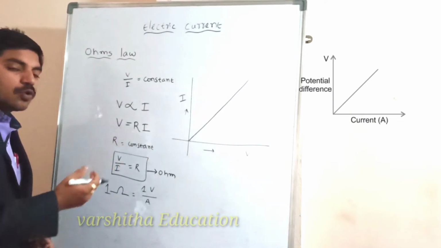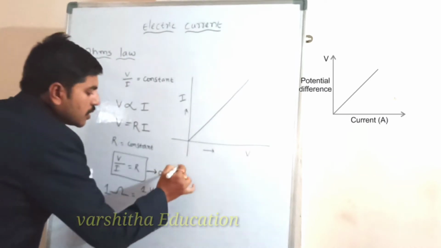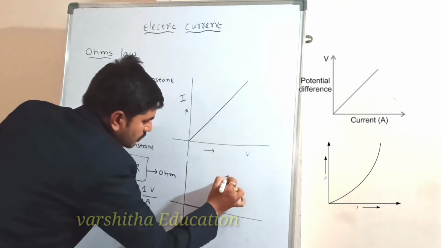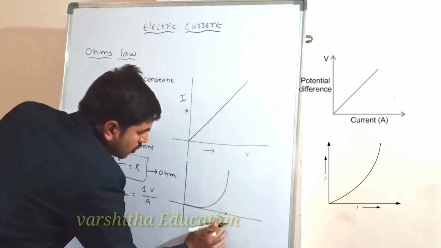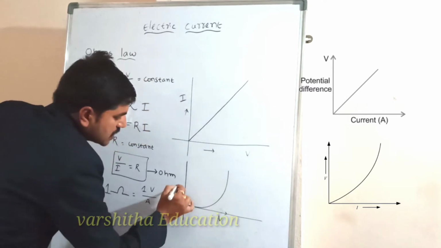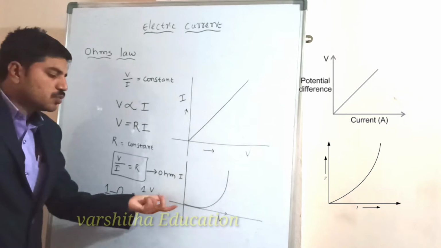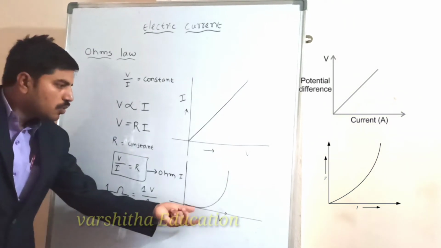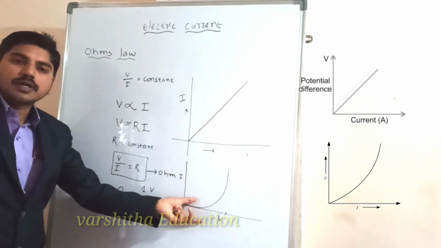Non-ohmic conductors do not follow Ohm's law, so the graph looks like this. It is not linear and not constant. V is on the x-axis and I is on the y-axis, and it changes depending on the situation. So this is Ohm's law, this is the ohmic conductor graph, and this is the non-ohmic conductor graph.